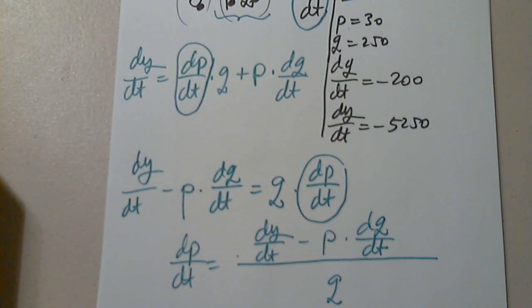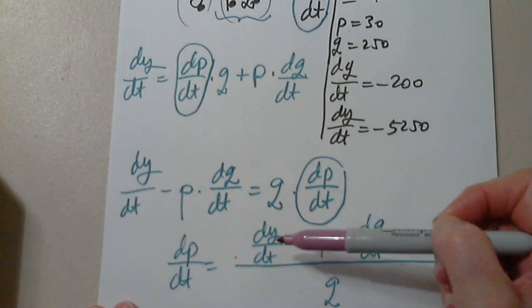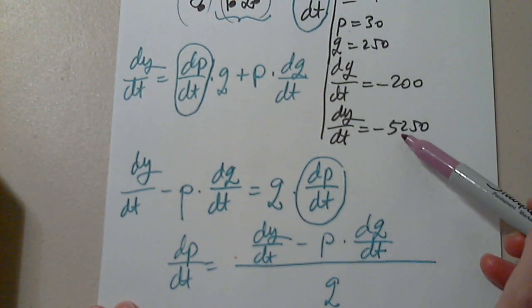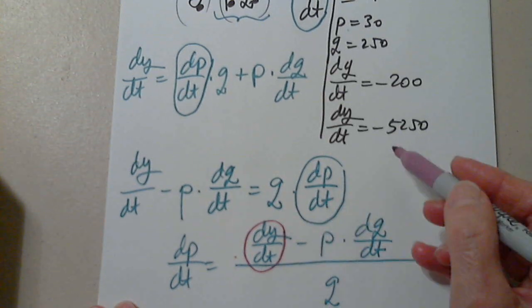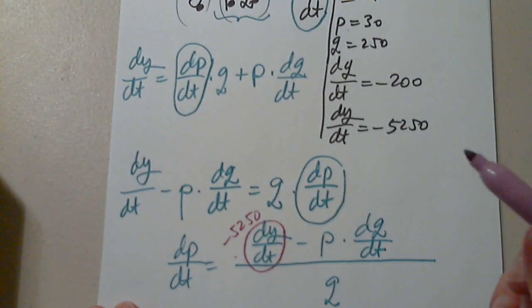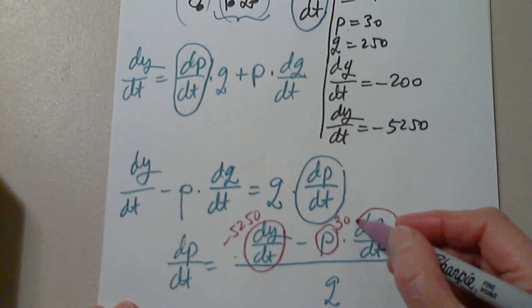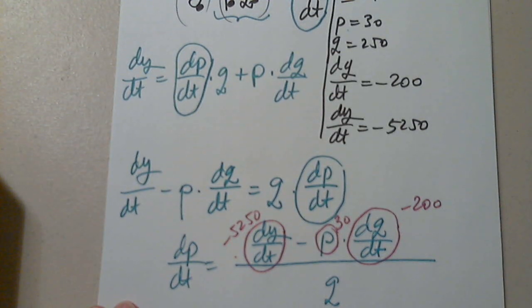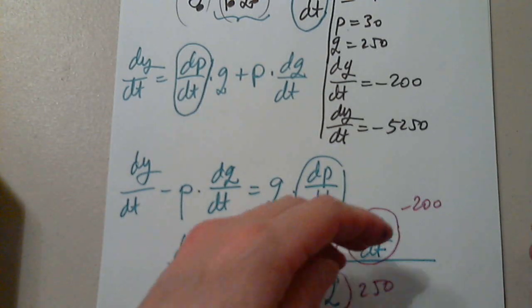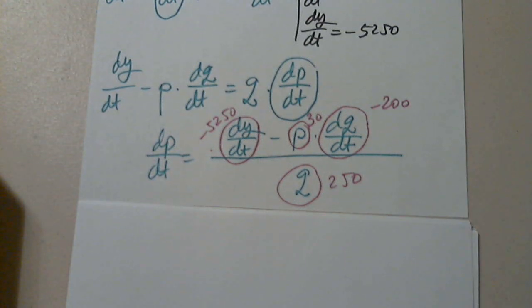Now I have to plug in the numbers. So let's see what I plug in. Carefully, but surely. dy over dt changes into negative 5250. P changes into 30. dq over dt changes into negative 200. And q changes into 250. So I will write them again, perform the calculations correctly, not with the software, I'm kidding. And that is the number that they're asking us to find.